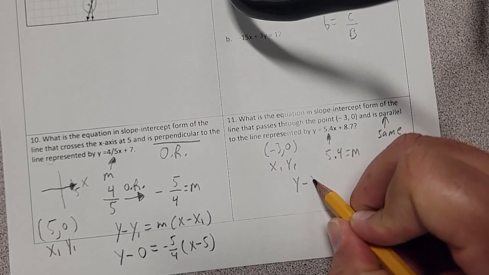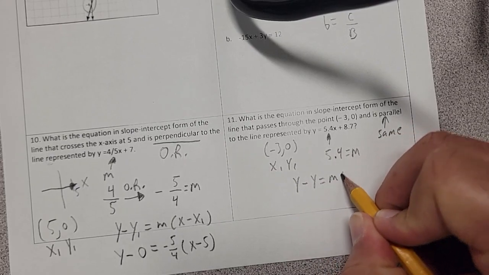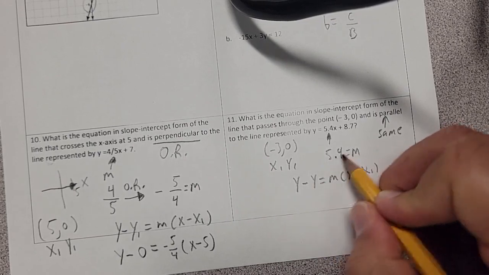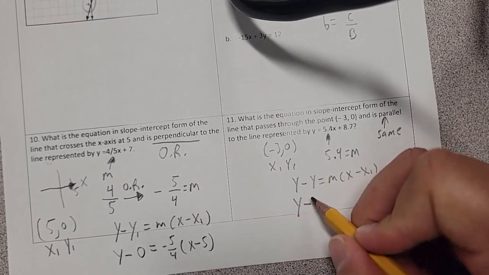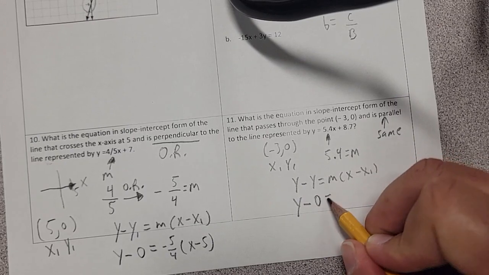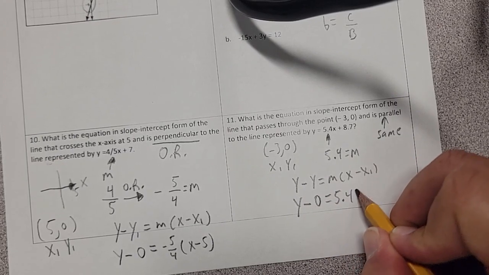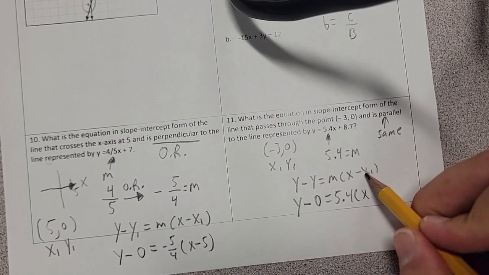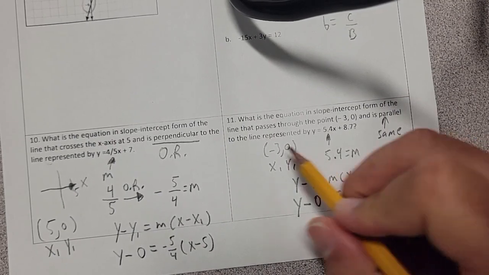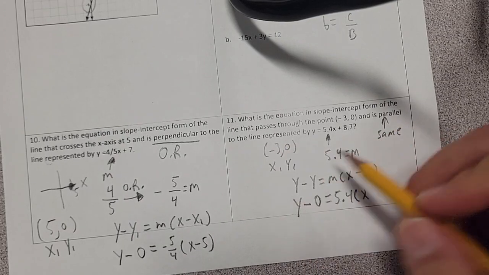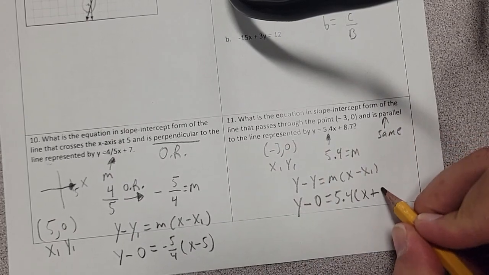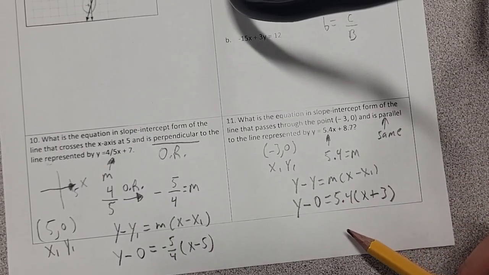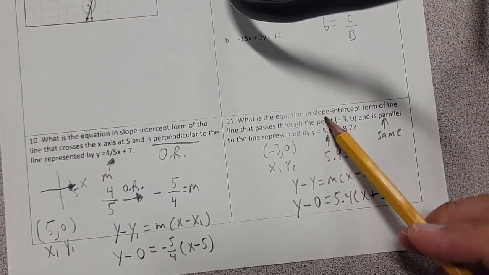So I have a point. Remember, y minus y1 equals m parentheses x minus x1. I'm going to put these in place. Y minus, and I have a 0 here, equals 5/4 parentheses, and then x. Now if I have a minus on my formula and I have a negative on the number, that's going to be a plus 3. And then, I just realized it says slope-intercept form.